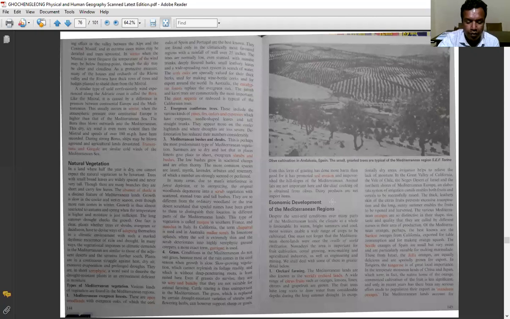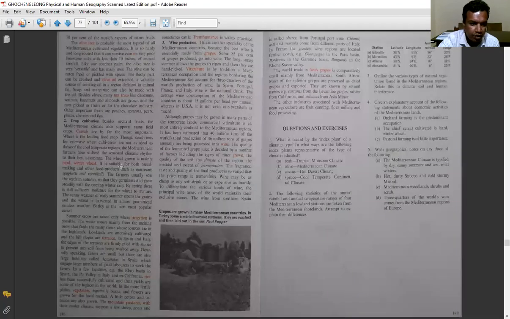So what you need to remember about the Mediterranean Sea is that there is winter rainfall, then orchard farming is there, and obviously advanced orchard farming is there. You can see on the next page there is a picture given that the grapes are grown in the Mediterranean. In Turkey, some are dried to make sultanas.